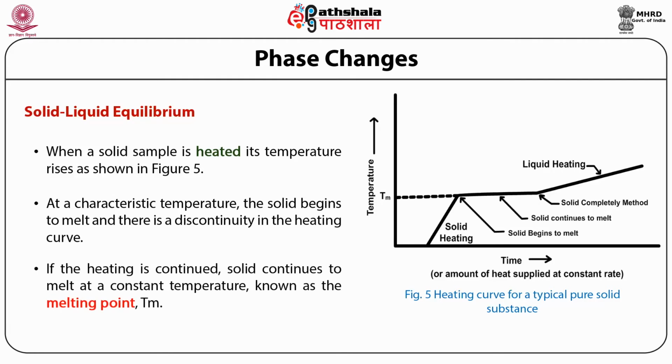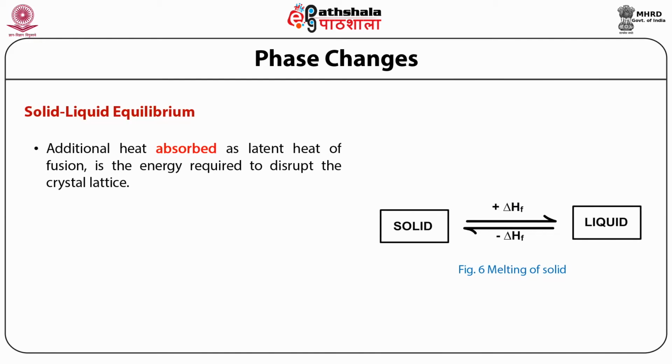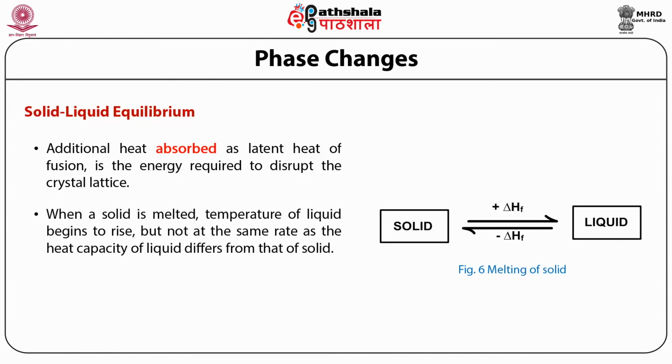If the heating is continued, the solid continues to melt at a constant temperature known as the melting point. The additional heat is absorbed as latent heat of fusion, which is the energy required to disrupt the crystal lattice. When the solid is completely melted, the temperature of the liquid begins to rise again, but usually not at the same rate as for the solid because the heat capacity of the liquid differs from that of the solid.